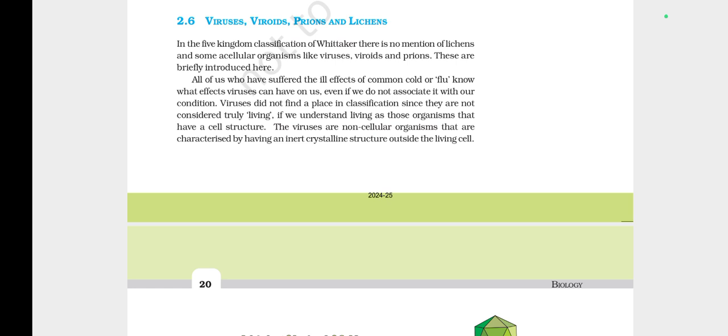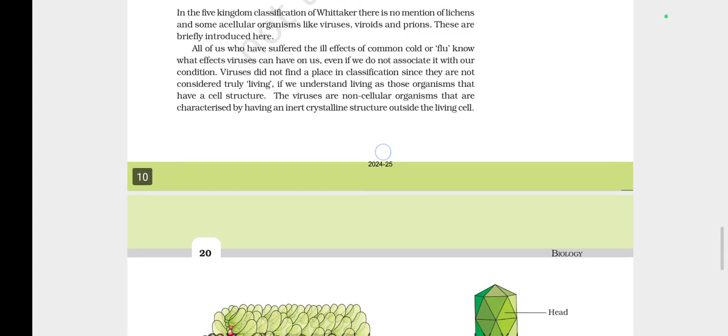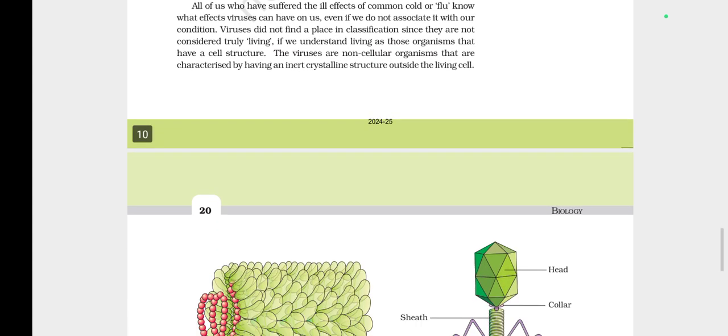Viruses did not find a place in classification since they are not considered truly living. If we understand living as those organisms that have cell structure, viruses are non-cellular organisms characterized by having an inert crystalline structure outside the living cell.